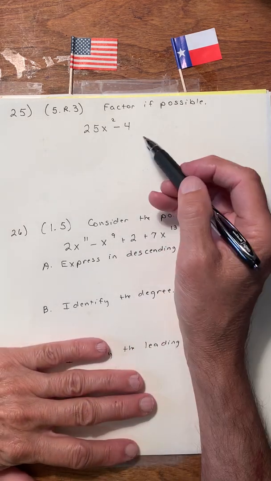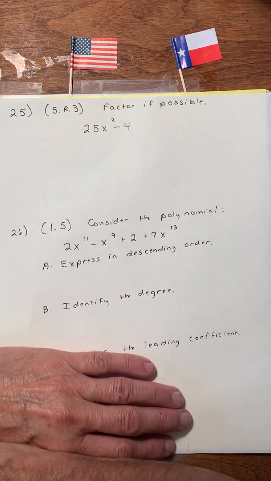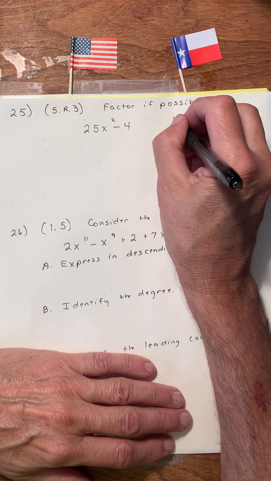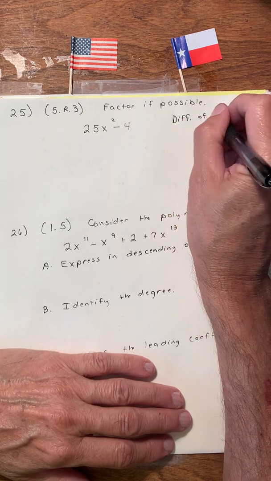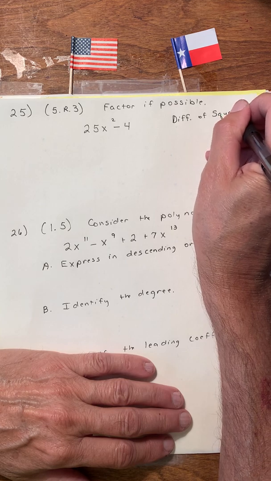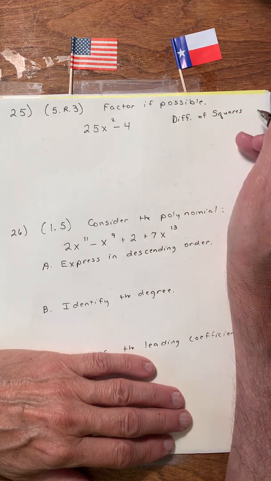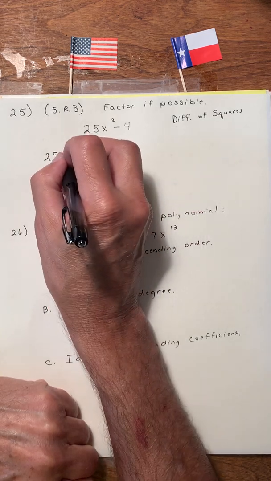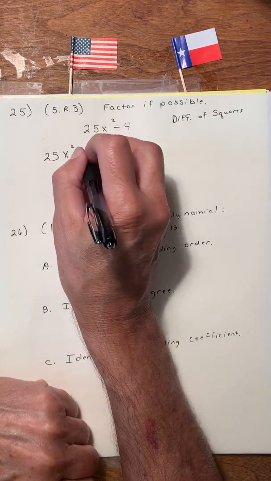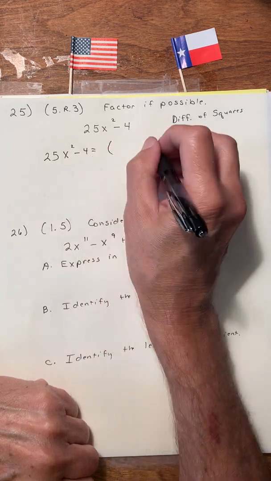All right, you're going to have a problem like this. You might notice what it is. This is the difference of 2 squares. Difference of 2 squares factors wonderfully, conveniently into 2 binomials.